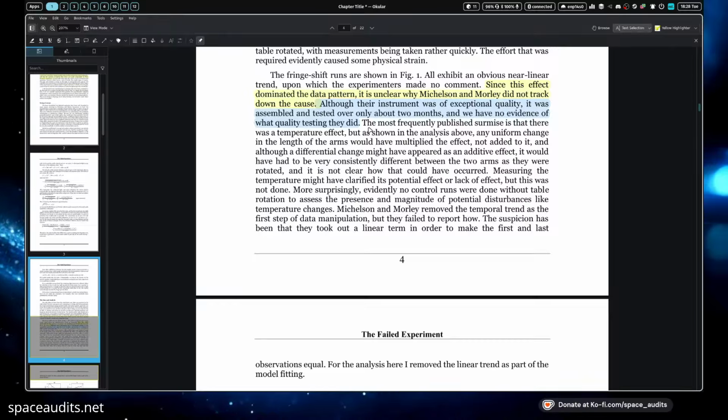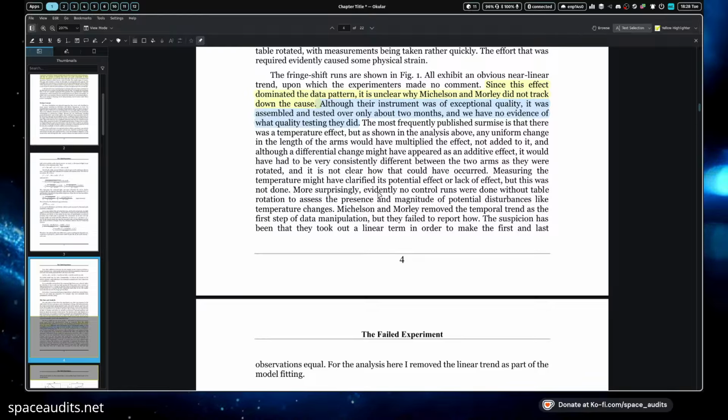Let's see. The most frequently published surmise is that there was a temperature effect, but as shown in the analysis above, any uniform change in the length of the arms would have a multiplied effect, not added to it. And although the differential change might have appeared as an additive effect, it would have been very consistently different between the two arms as they were rotated, and it is not clear how that could have occurred where it would be symmetrical. Measuring the temperature might have clarified its potential effect or lack of effect, but this was not done. But again, Miller did extensive testing on this to figure out how ambient temperature affects the measurements.